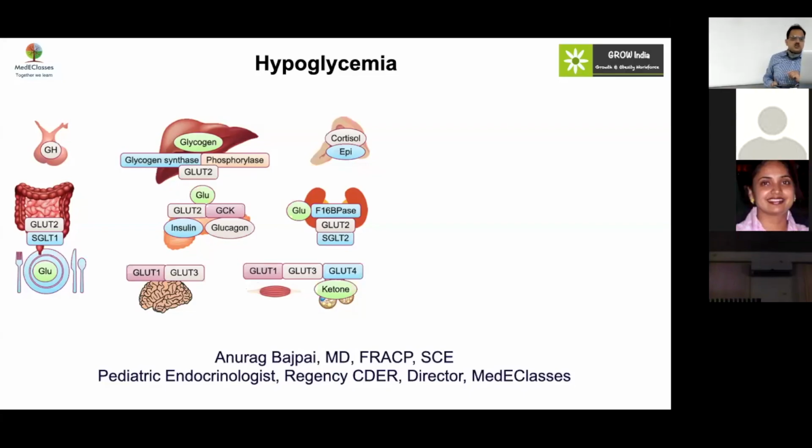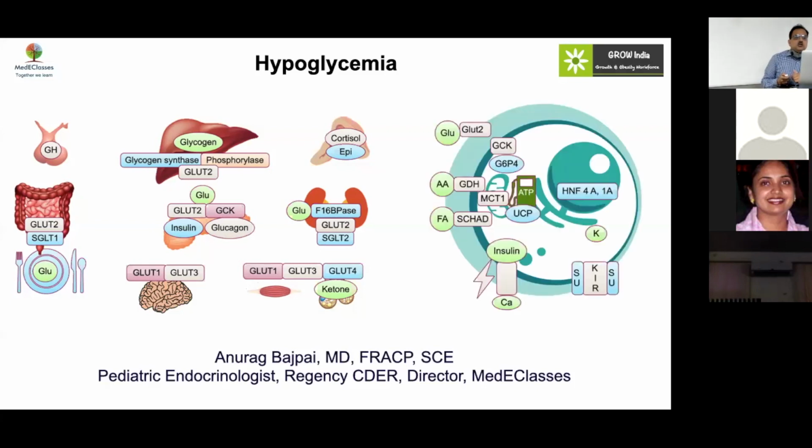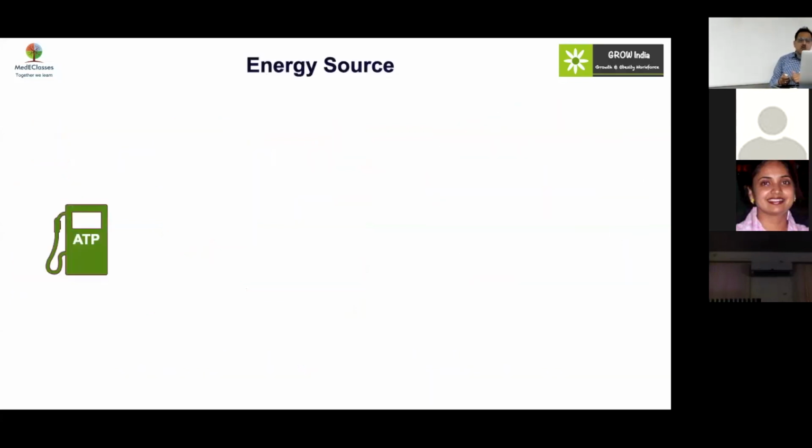is something which is extremely common but often quite complicated in many regards. So we need to understand a bit about the overall physiology of hypoglycemia. We all know that glucose is just an energy source for the body. All glucose does is provide energy, and if you have less glucose, you will be deprived of energy.